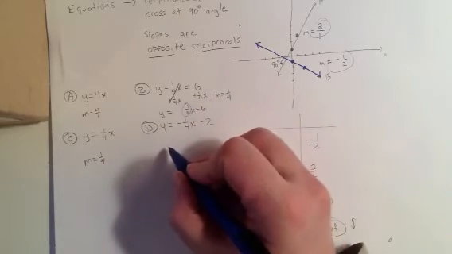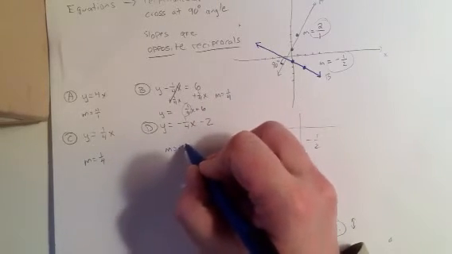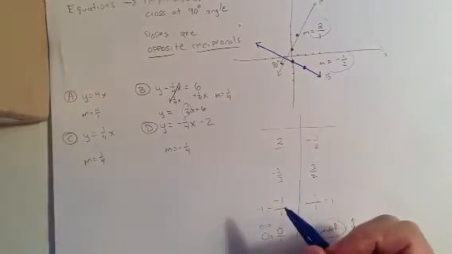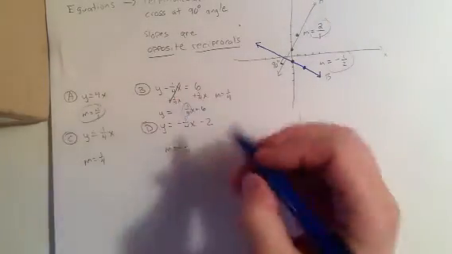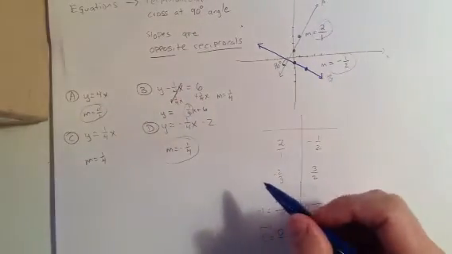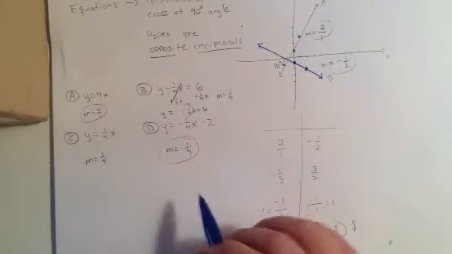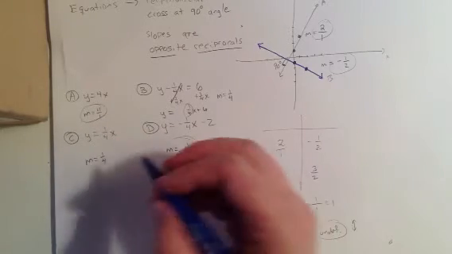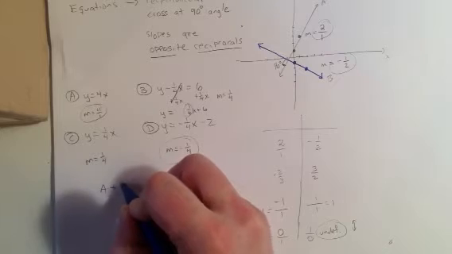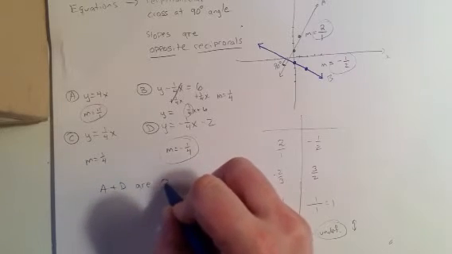What's D? Well, here, my slope is negative 1/4. Aha! That's what I want. 4 over 1, negative 1 over 4. A and D, their slopes are opposite reciprocals, so A and D are perpendicular lines.